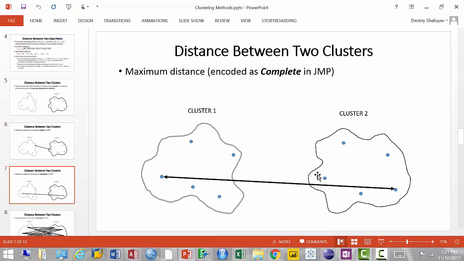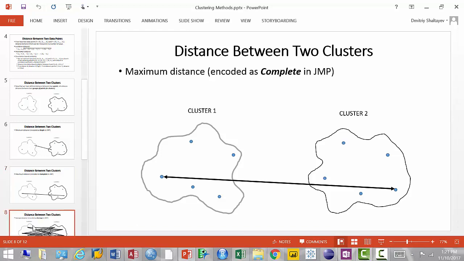Here is quite the opposite: maximum distance. How close are the two clusters? I'm going to take the highest distance between the points. So this one right here, I'm going to say that's the distance between them, between cluster 1 and cluster 2. It's defined by the points that are farthest away.